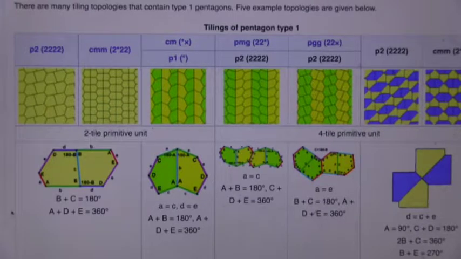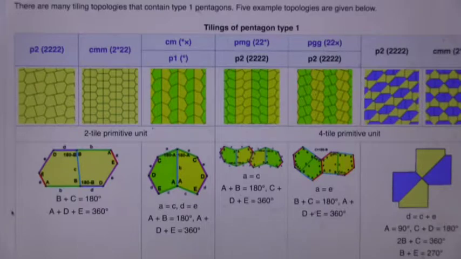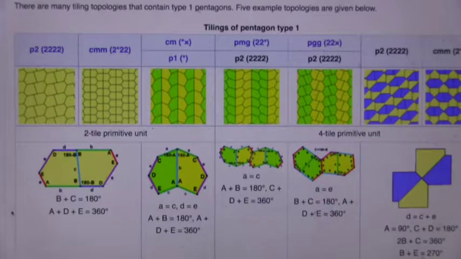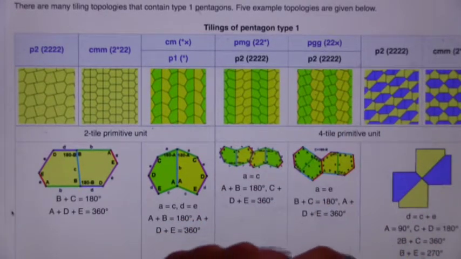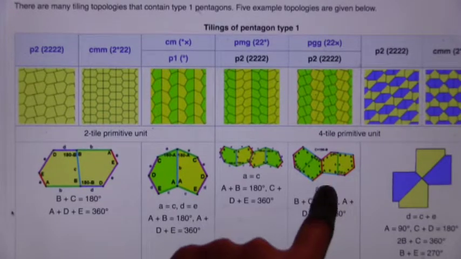Cool. Okay, so what do you notice about these different tiling patterns with the type 1 pentagon? Well, they all have this pattern of 2 pentagons lined up together, going down in rows. These 2 have 2 pentagons, and these 3 seem to have 4. The one closest to the one that she had might be this one.